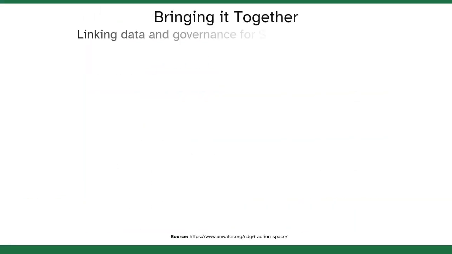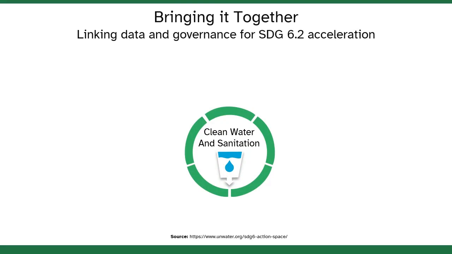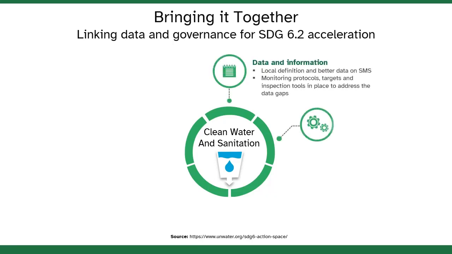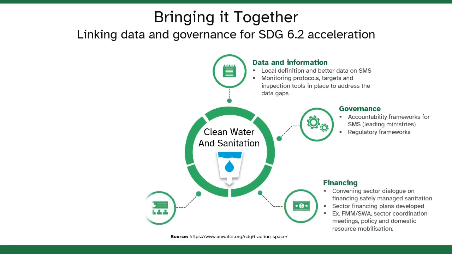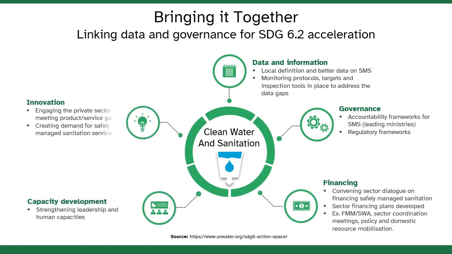So let's see how we can bring it all together for SMS in the context of the SDG 6 acceleration framework and achieve SDG 6.2. You may recall that the acceleration framework has 5 components: data and information, governance, financing, capacity development, and innovation. In the example that follows, we will see how work on combining acceleration on governance and data and information has been a game changer for on-site sanitation in Ireland.